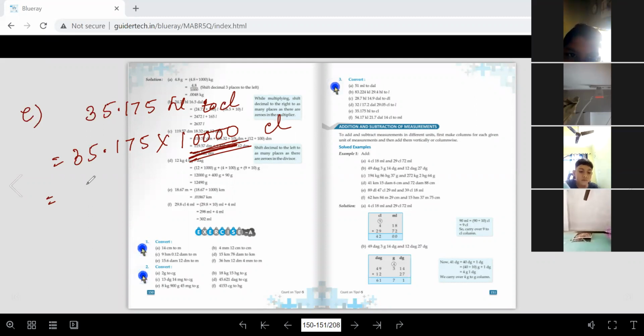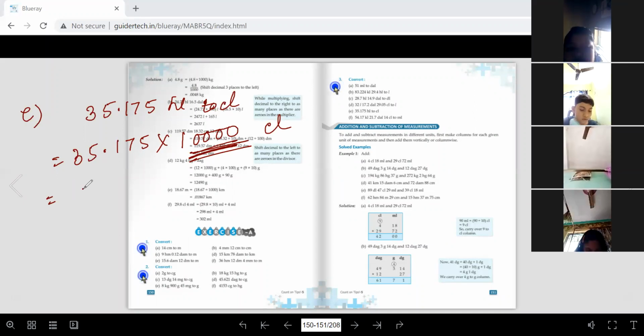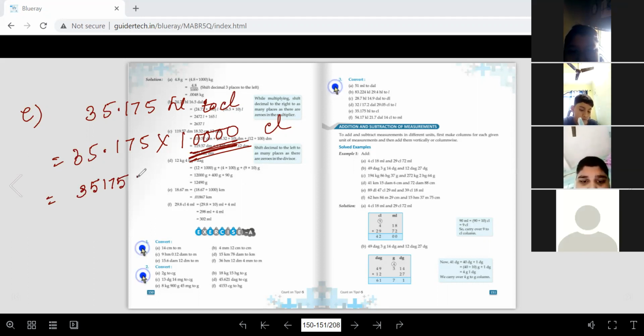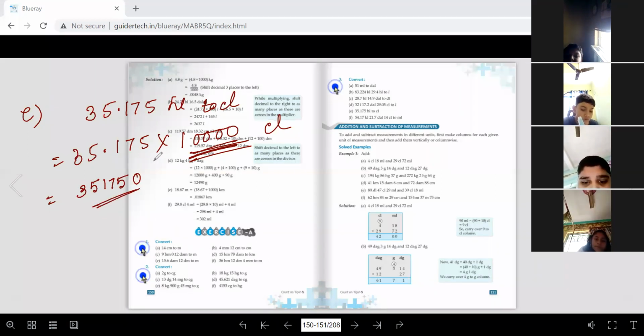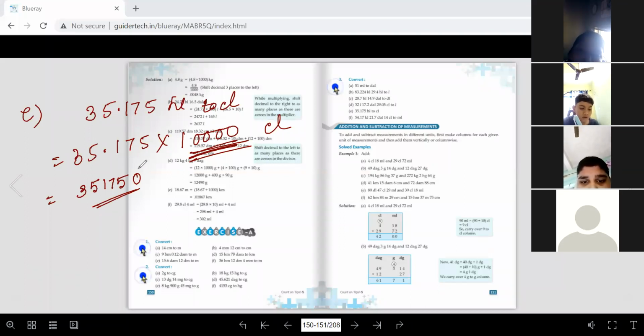Wait, ma'am. And the answer will be 35,175, zero, ma'am, 351750. So, what is its name? Very smart, na? What is lakh? 351750. Okay. Achha, next.